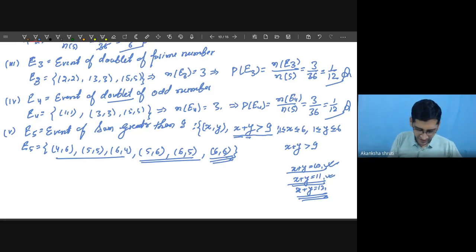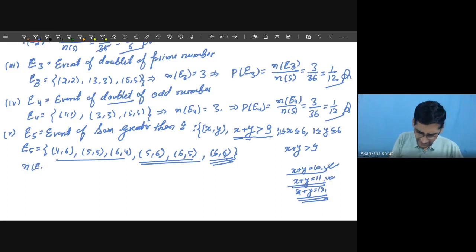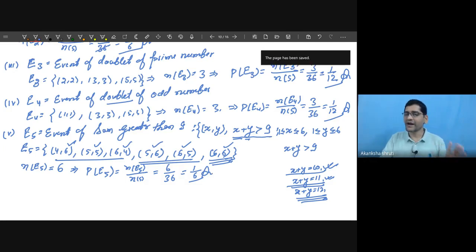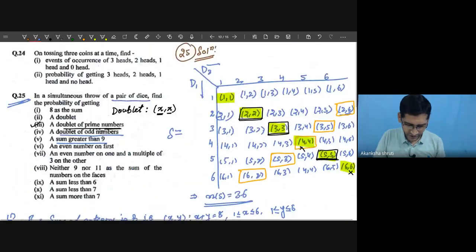Is it okay? So this way, count it: 1, 2, 3, 4, 5 and 6. 6 is there. So this implies P(E5) is equal to N(E5) by N(S), which is 6 by 36. So 1 by 6 is the required answer. So questions are very simple. I had explained all the concepts. The remaining are on the same thing. Let me quickly do it.